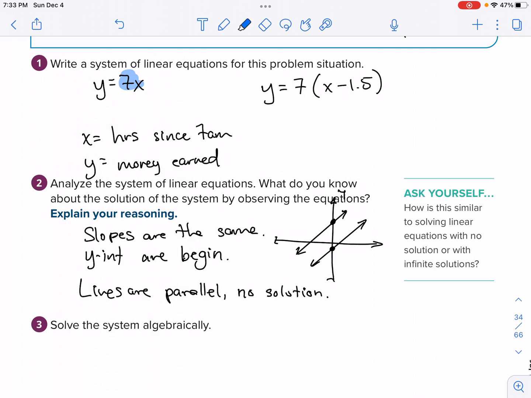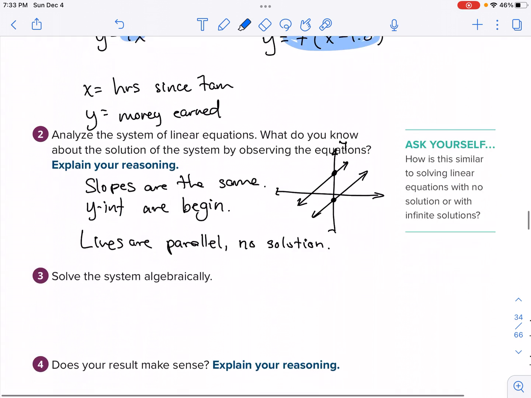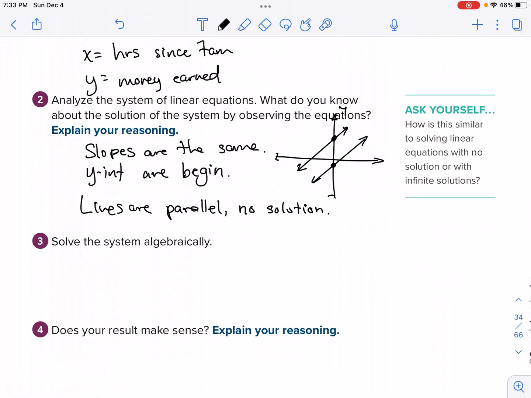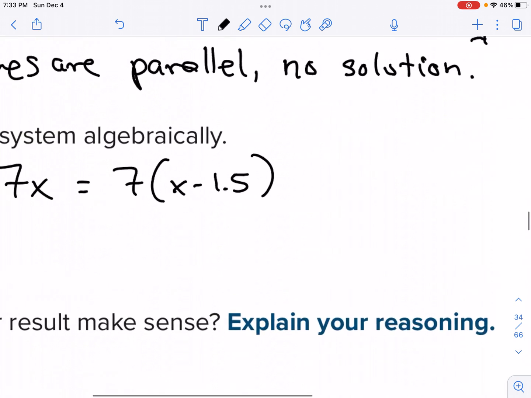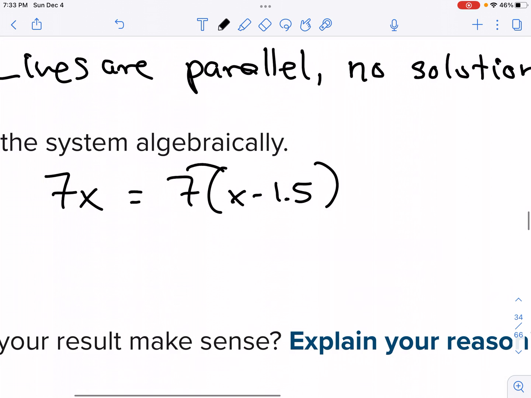I'm going to set 7x equal to 7 times x minus 1.5. So y equal to 7x, I'll just put 7x. And y equal to 7 times x minus 1.5. All right. Now I'm actually going to simplify this a little bit. We're going to have to distribute first. I'm going to keep this 7x on the left side.